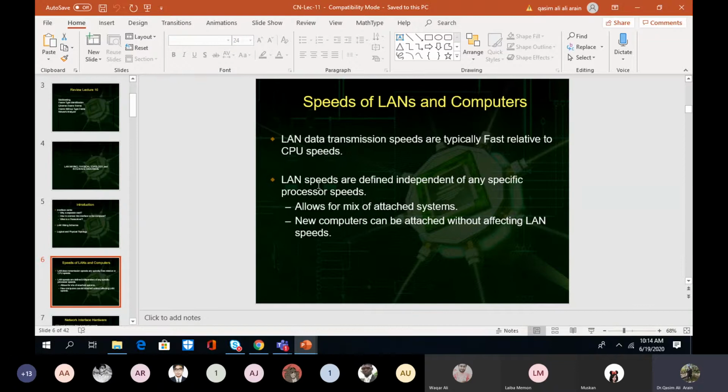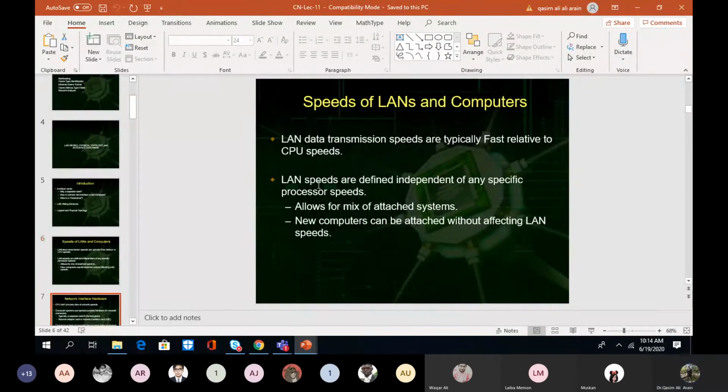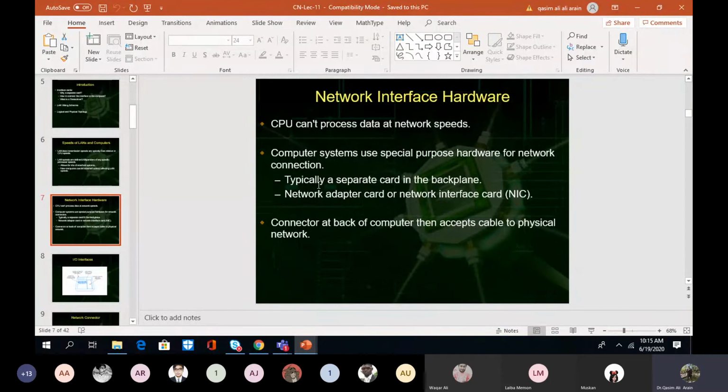With that in place, the data that is coming in is buffered inside that particular LAN card, and it will synchronize with the speed of the CPU, and then your data would be sent towards the CPU by using that LAN card, right? Network interface hardware: the CPU can't process data at network speed, right? Computer systems use special purpose hardware for network connections, typically a separate card in the backplane, a network adapter card or a network interface card.